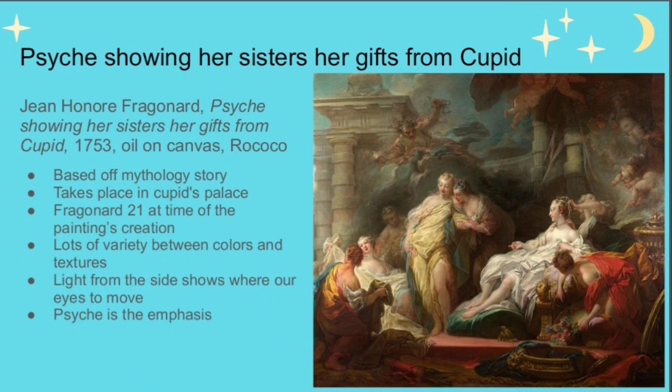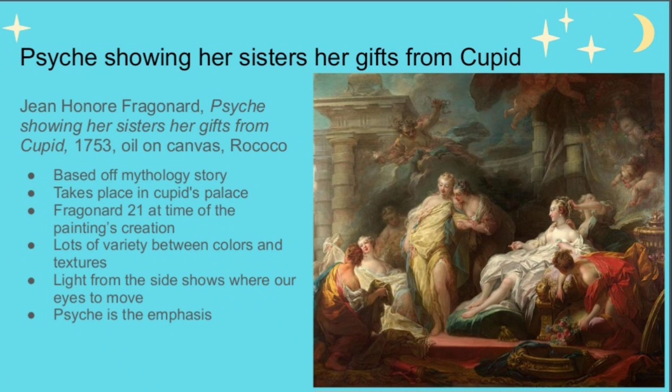One day, her sisters came to visit her, and she was showing off the gifts that she received, and her sisters got very jealous of this, because their sister was getting treated amazing, and they couldn't have that. So they decided to prey on her insecurities and get in between the relationship by telling her that her husband is an ugly monster.